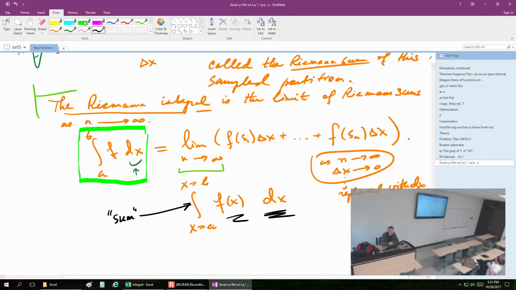Certainly there are issues that have to be pointed out right now. As always with the limits, the issue is what? It can be undefined. Not undefined, they could simply not exist. Right. So we have to say when the limit exists, f is called integrable.